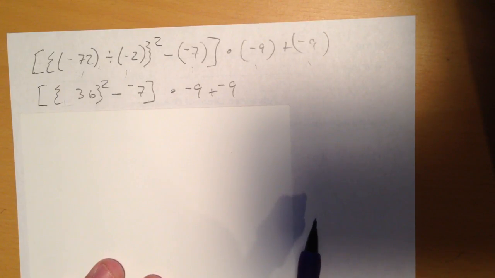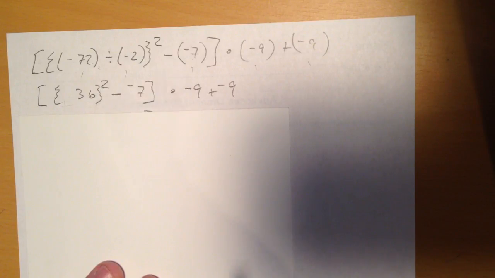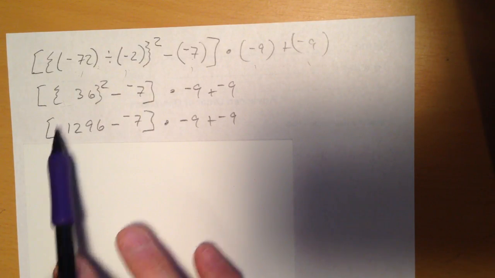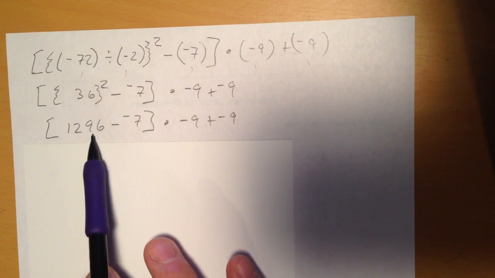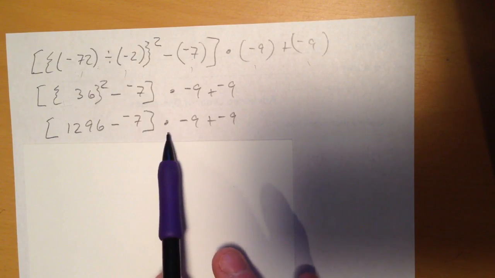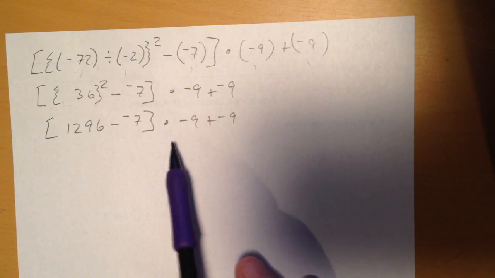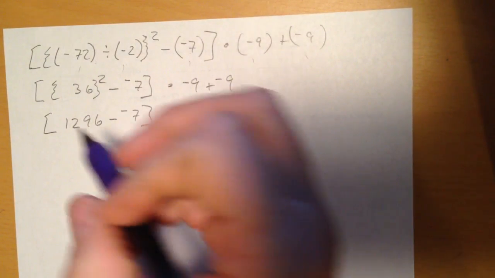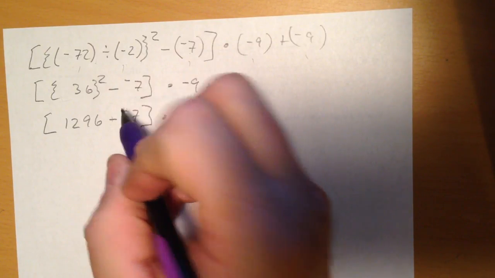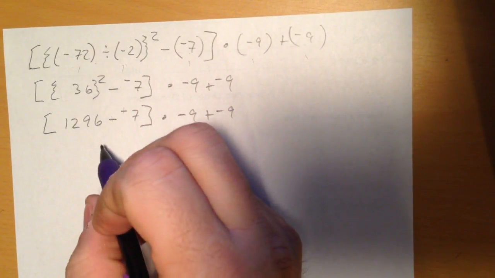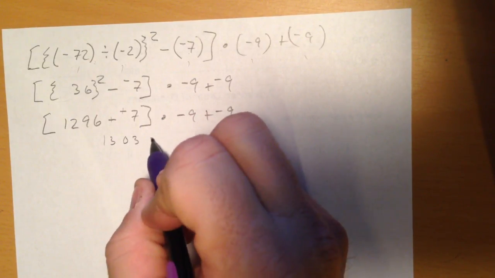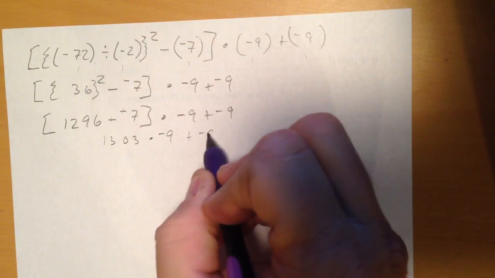Now we've done this three times on this assignment. 36 squared is 1296, means 36 times 36. So I have bracket, I lose these brackets, 1296 minus negative 7 times negative 9 plus negative 9. Now, I got to do inside the bracket here. I'm going to do plus positive, right, instead of subtracting. So that gives me 1303 times negative 9 plus negative 9.